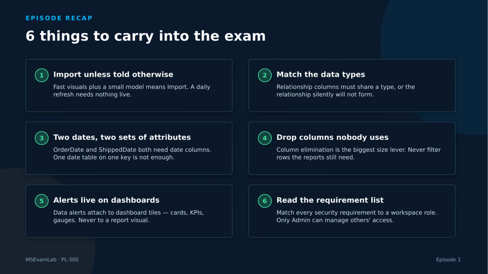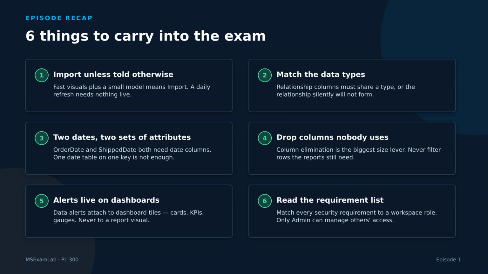Six things to carry into the exam. 1. Import unless told otherwise. Fast visuals plus a small model means import. A daily refresh needs nothing live. 2. Match the data types. Relationship columns must share a type or the relationship silently will not form.